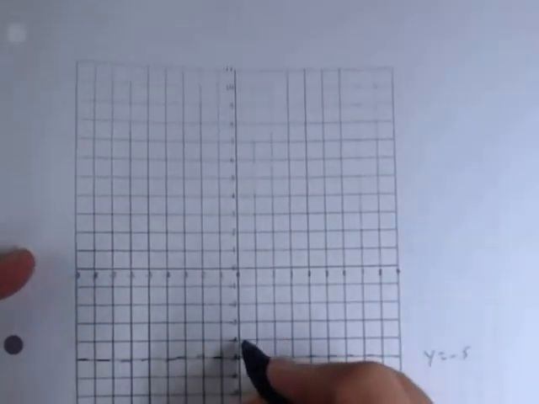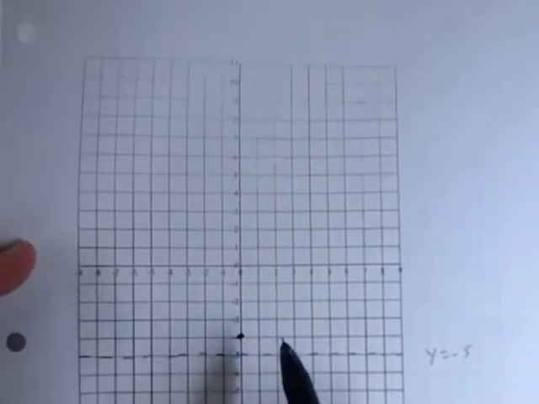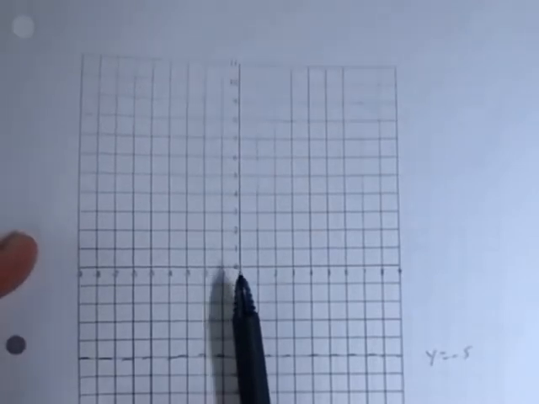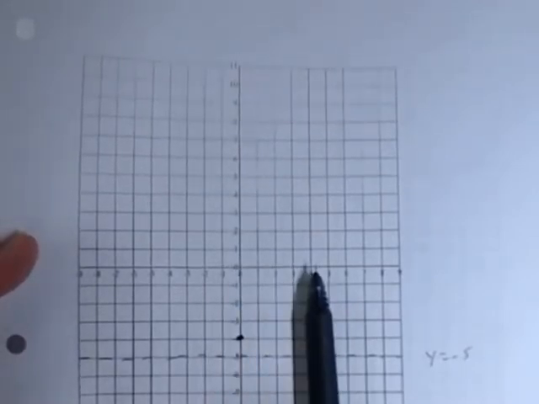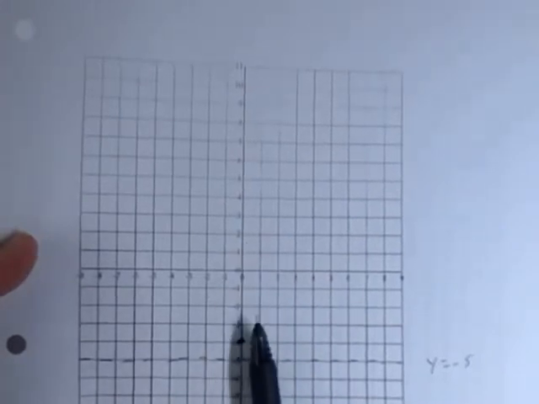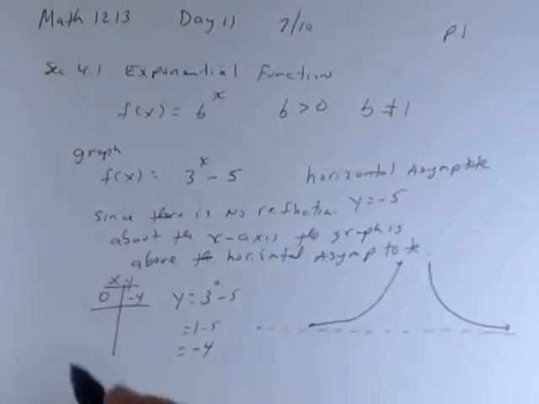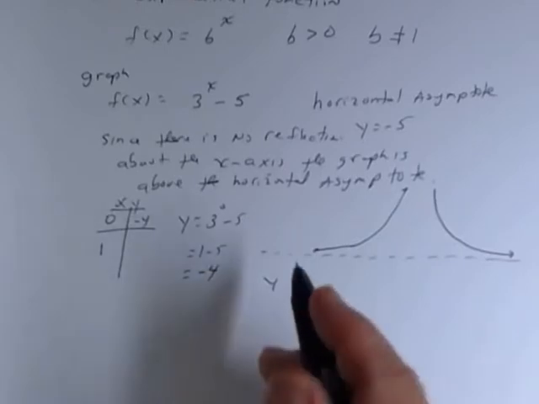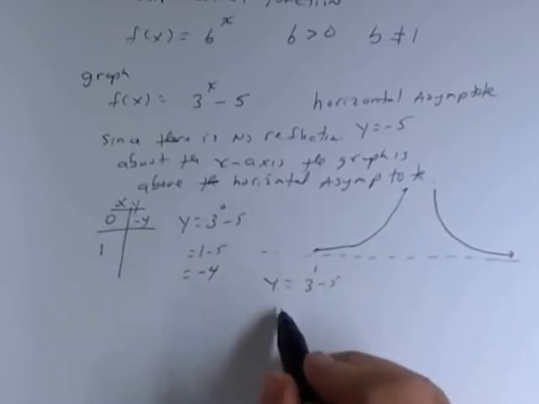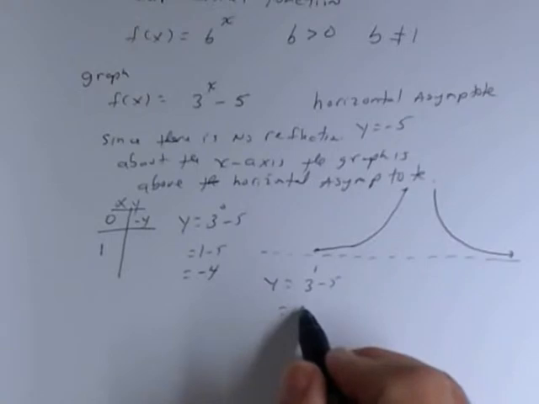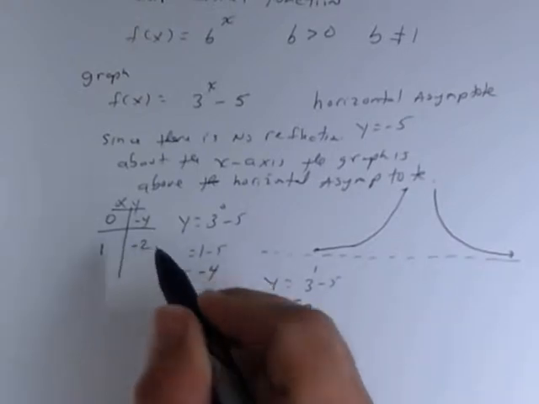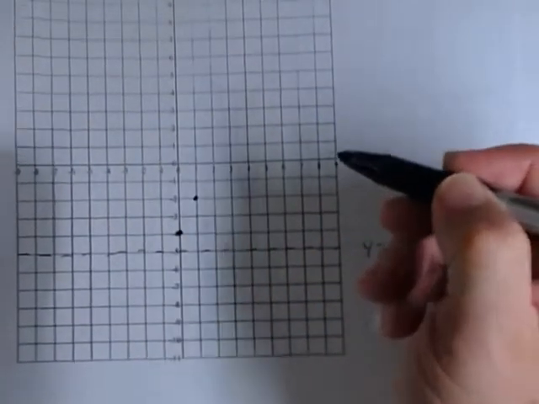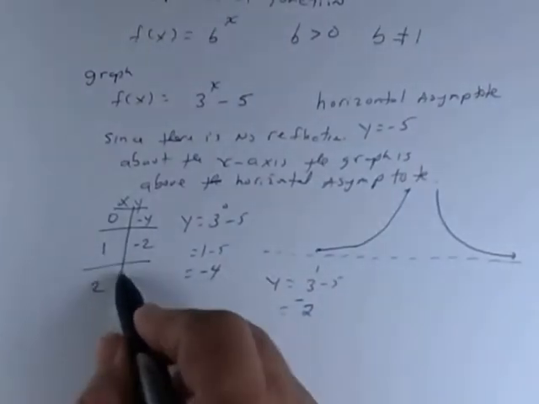Watch how simple this is. Right here. You need 2 more points. So what I would do is pick 2 points to the right of 0, the one I just did. So if x is 1, I get y equals 3 to the first power minus 5. What's 3 to the first minus 5? Not -2, good. So -2. So I plot the point (1, -2). So that's here.